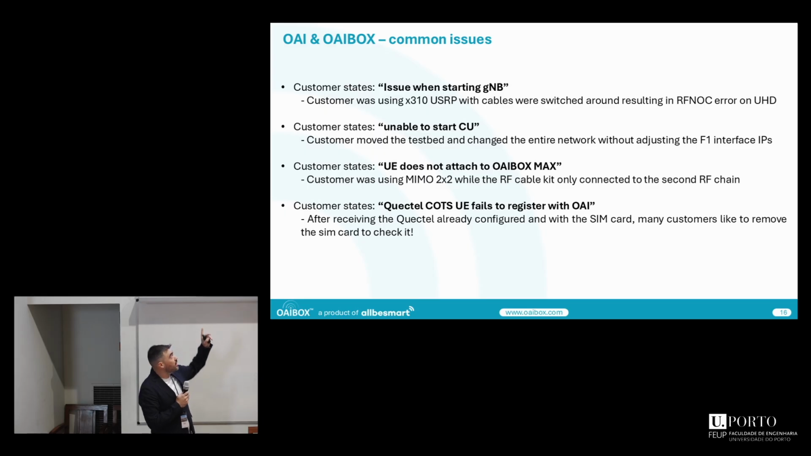So looking into the common issues that we see, to me this is a funny slide because sometimes we receive, these are actual titles, by the way, of support tickets that we have opened. So an issue with starting the gNodeB, and then our support team has a troubleshooting session and finds out that the customer just switched around two cables on the USRP, resulting in an error, preventing the gNodeB to start. This is a very common one. Then another ticket, I am unable to start the CU.